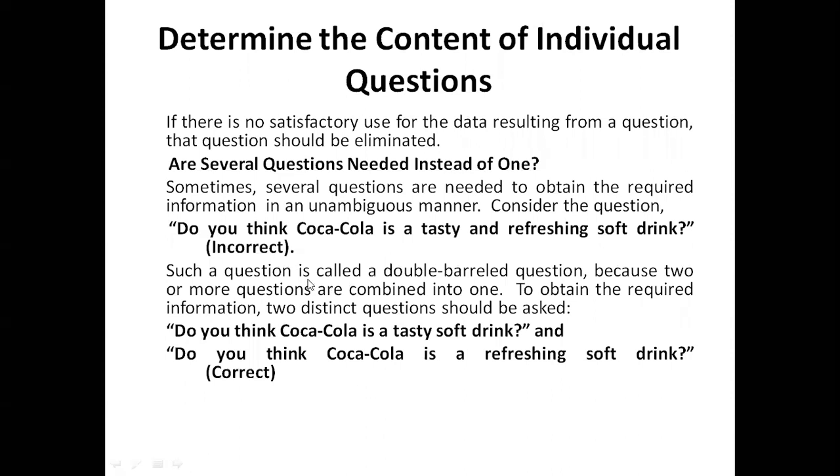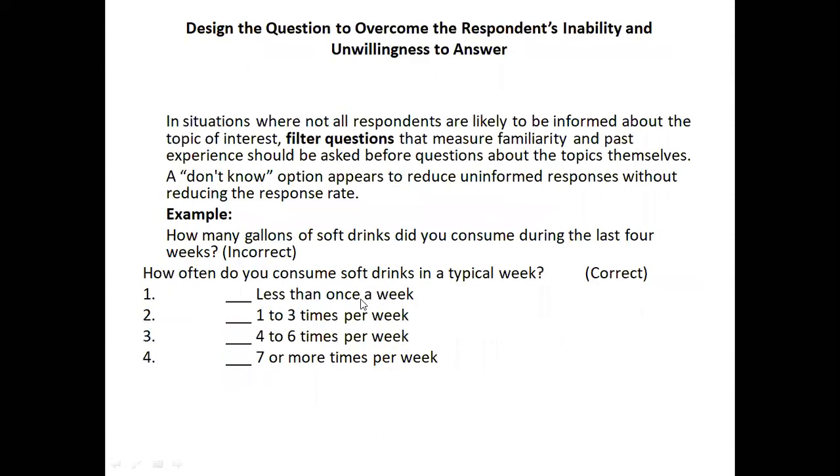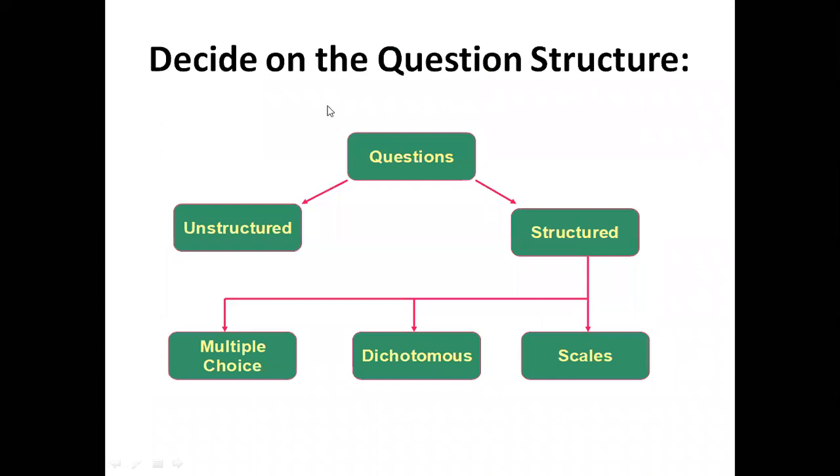Okay, this is clear. When two variables are clubbed in one question, that will become a hurdle for the respondent to answer. We split the questions and ask two different questions. And designing the question to overcome respondents' inability and unwillingness to answer. So instead of asking them a complex question, you can ask them simple questions, and decide on the question structure, what kind of questions you want to include in your questionnaire.